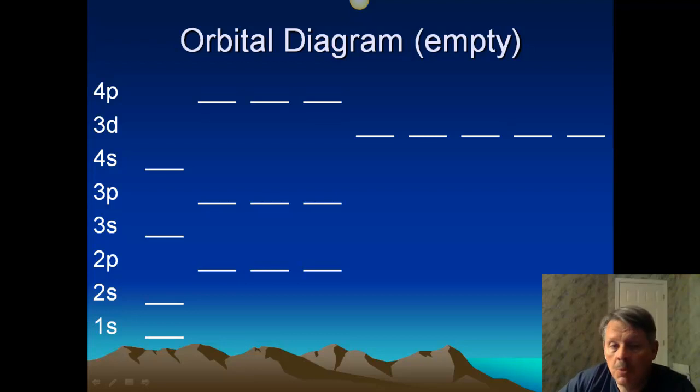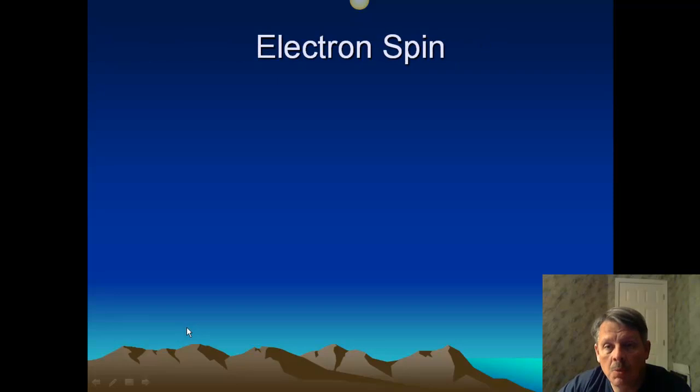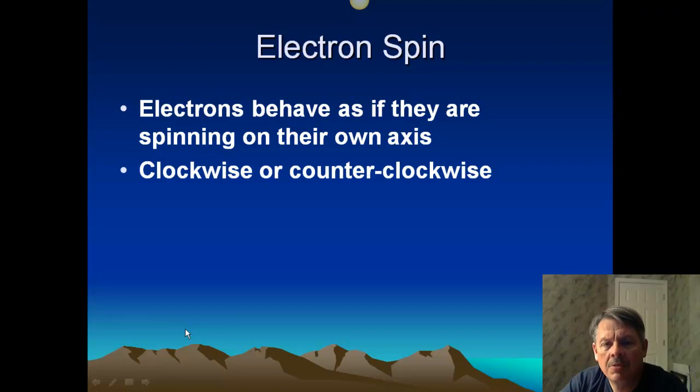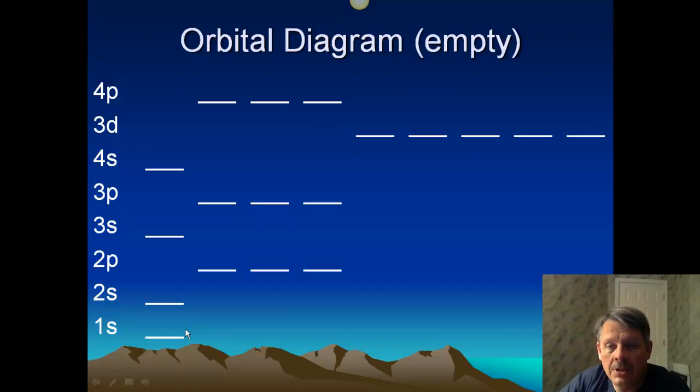So when I put in an electron, I'm never going to put in an electron up here. I'm going to put my first electron down here, because that's my 1s level. Now, when I put electrons in, electrons behave as if they're spinning on their own axis. They're really not, but that's the way they behave. So we call them, because we can relate to this, it's something that we can envision, even though it's not really what's going on, we can envision a clockwise or a counterclockwise spin. So spin is important in determining how electrons are arranged in atoms.